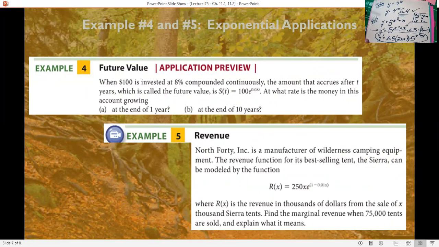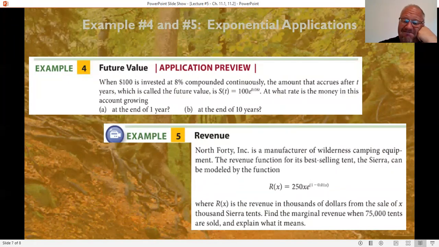Let's take a look at examples 4 and 5 now. Starting with example 4, I'll read it out loud, and as I'm reading it, I want you to use your wit and critical reasoning ability to try to come up with answers with me. Okay, we're going into example 4 now, and the question reads: when $100 is invested at 8% compounded continuously, the amount that accrues after T years, which is called the future value, is shown in this formula. At what rate is the money in this account growing at the end of 1 year? And how about at the end of 10 years?